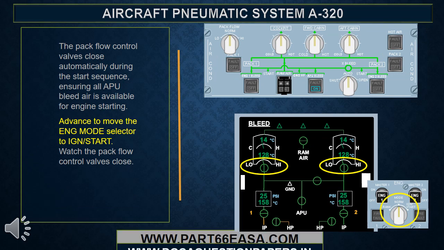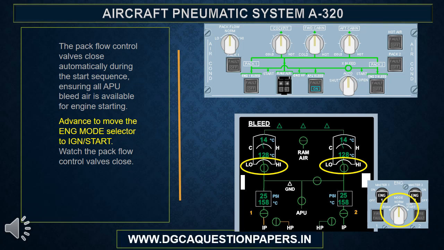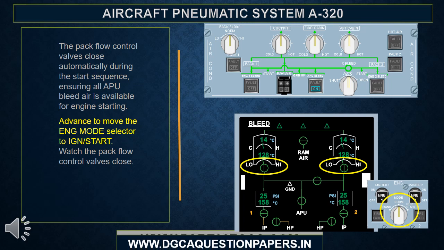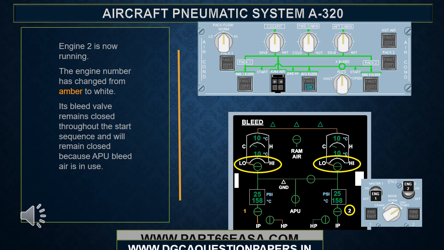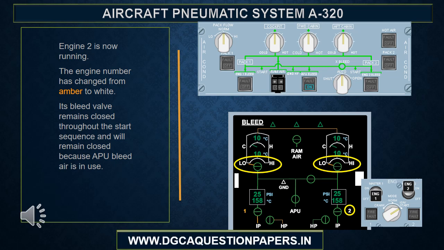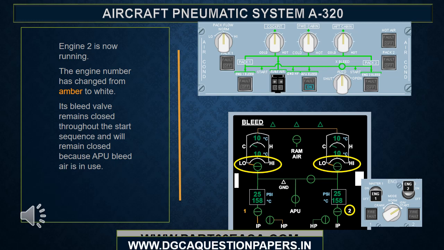The pack flow control valves close automatically during the start sequence, ensuring all APU bleed air is available for engine starting. Advance to move the N mode selector to IGN/start. Watch the pack flow control valves close. Engine 2 is now running. The engine number has changed from amber to white. Its bleed valve remains closed throughout the start sequence and will remain closed because APU bleed air is in use.